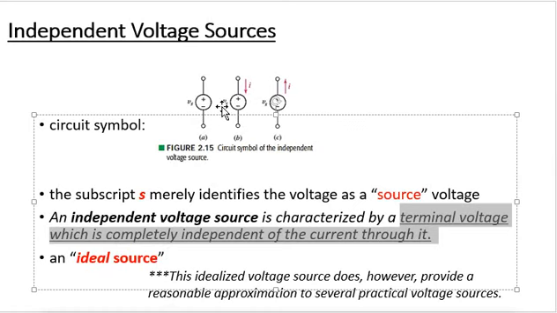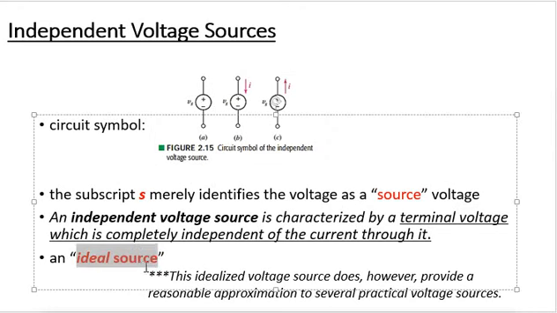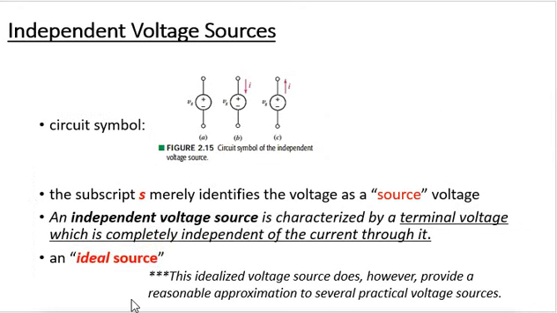An independent voltage source is characterized by a terminal voltage. Paano mo malalaman? Dahil dito. Kasi yung terminal voltage niya, or itong VS na tinatawag, is completely independent of the current through it. It doesn't matter kung ilang current yung pumapasok sa kanya, basta constant yung kaniyang voltage. That is independent. Okay? Pakitandaan ito.